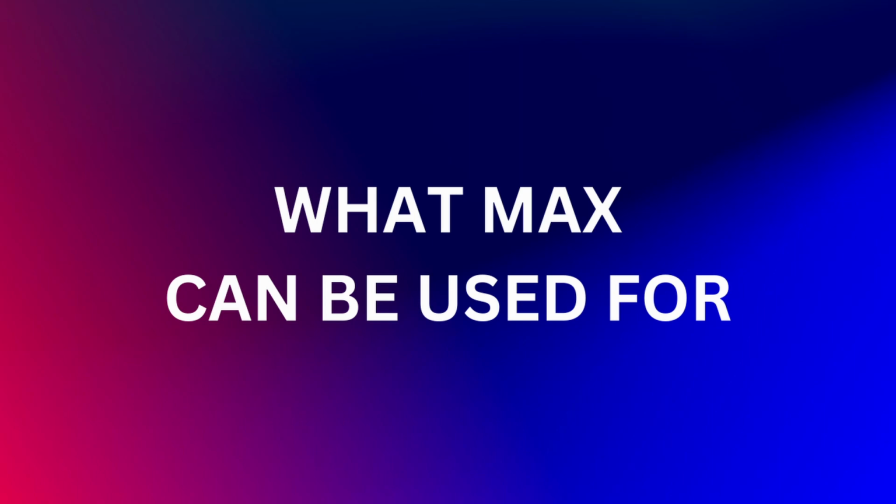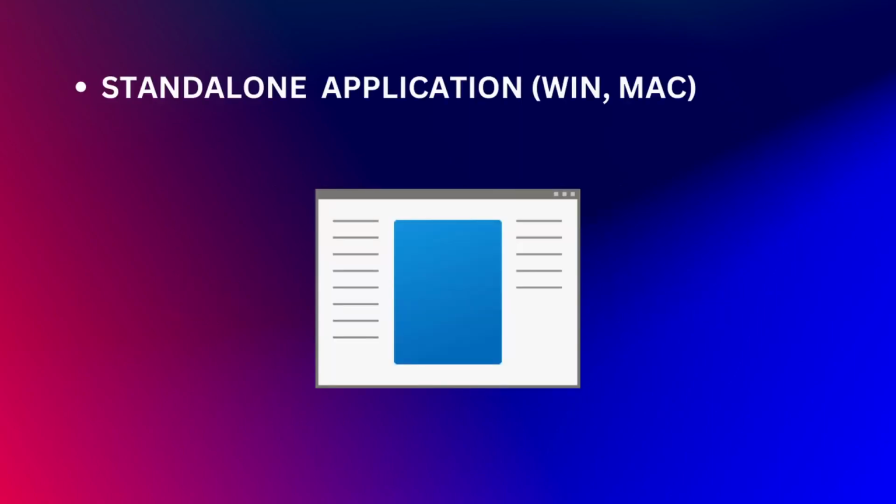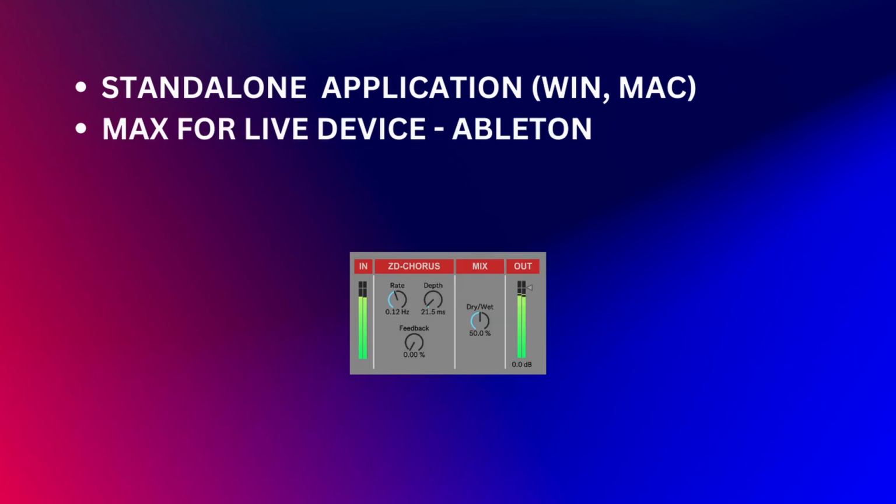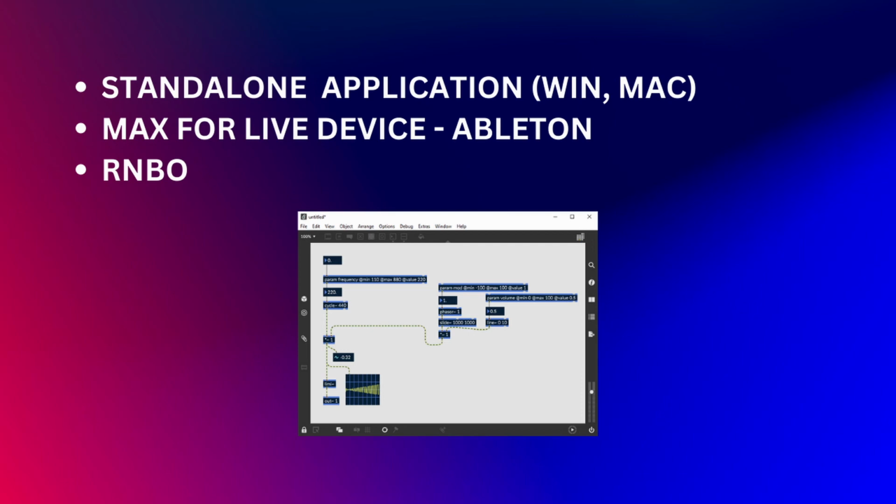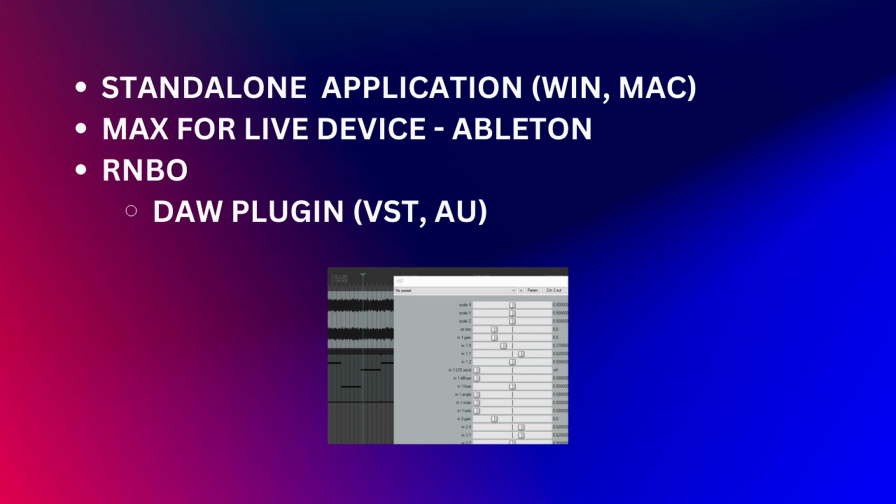Max is commonly used when working with multimedia. It could be used to generate or process audio or video or graphics in general. And it could be used within the Max application itself, or the code could be turned into a standalone application that could run either on Windows or Mac. It could also be used as a Max for Live device that could run inside Ableton, or using the recently released RNBO package. It could also be turned into a VST or audio unit plugin that could run in a DAW.